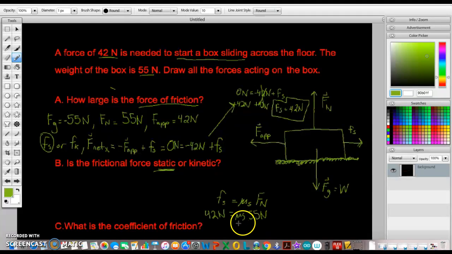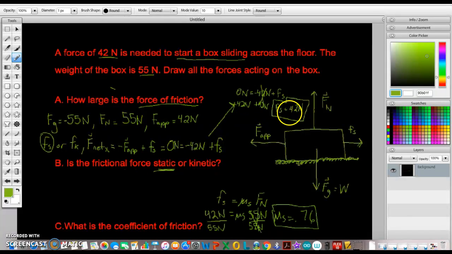Again, this is a one-step equation. This is multiplication, so we're going to divide by 55 on both sides. The right side crosses out. Therefore, the static frictional coefficient is going to be 0.76, and this is just the coefficient, so it doesn't have a unit, it's unitless. That is the coefficient of friction of the floor, and that's pretty high. That's very stiff, very, very stiff.